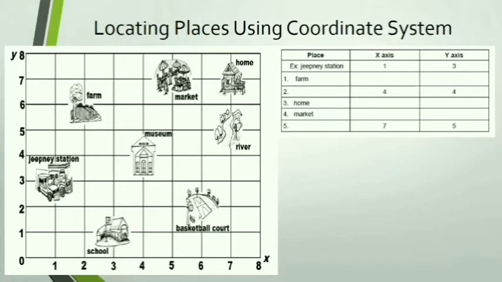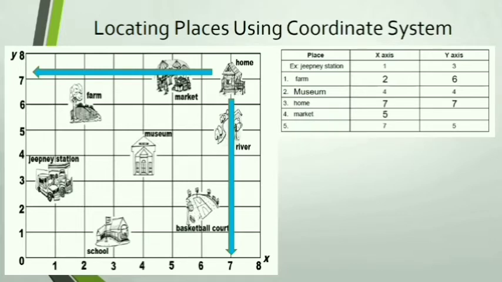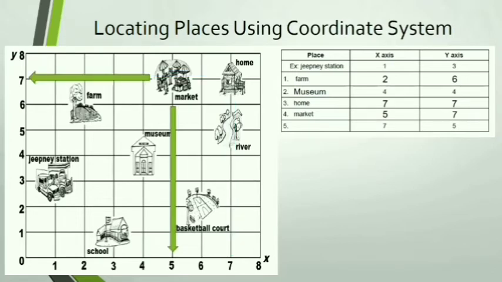First is the farm. The x-axis of the farm is 2 and its y-axis is 6. Right. Next one, we have 4, 4. 4, 4 is museum. Excellent. How about the home. So home is 7, 7. How about the market? The market has the 5, 7. And lastly, 7, 5 is the river. Very good.